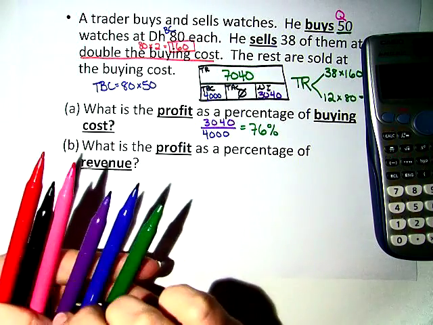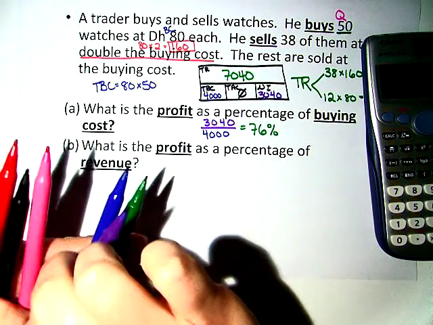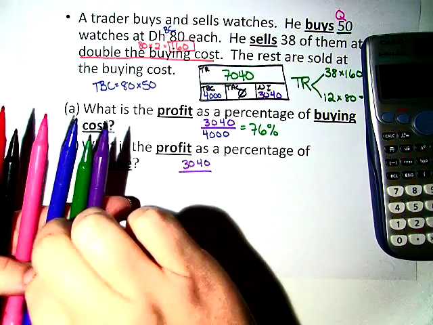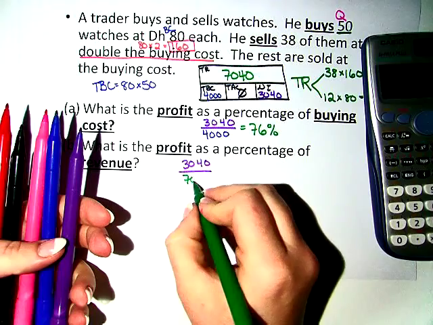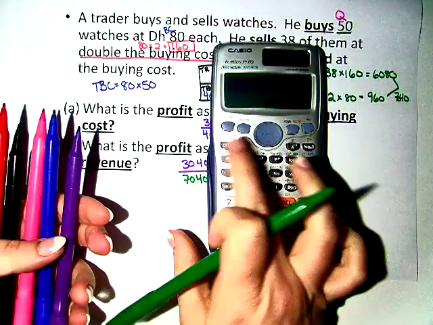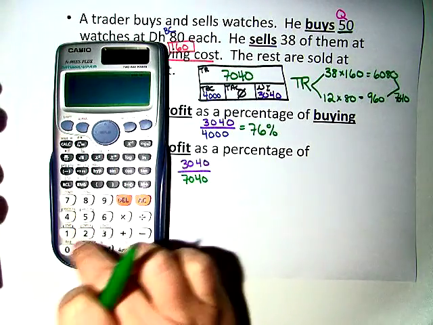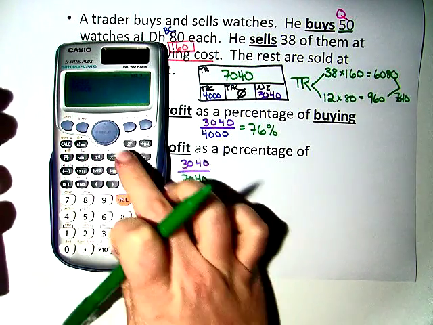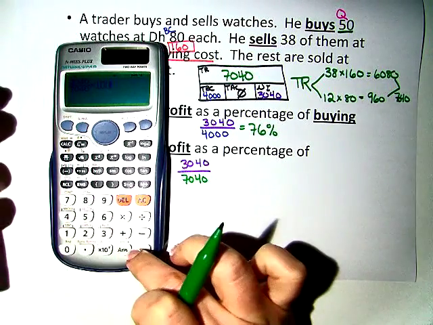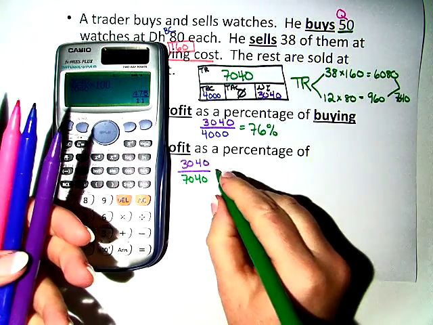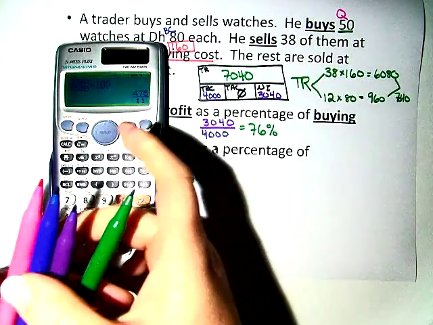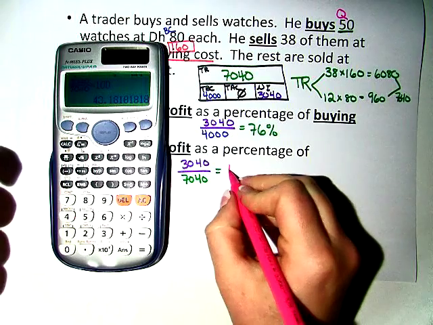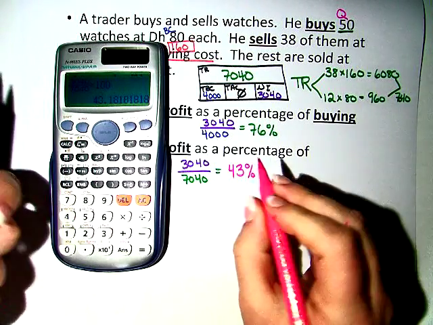Okay, what is the profit as a percentage of revenue? Okay, once again, our profit is 3,040, and the revenue we found was 7,040. So once again, we're going to put it as a fraction, 3,040 over 7,040, and then we have to multiply by 100, and that gives us 475 over 11. Now, we hit the SD button, and we get 43%.